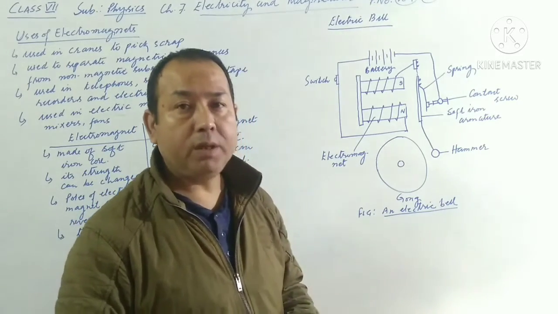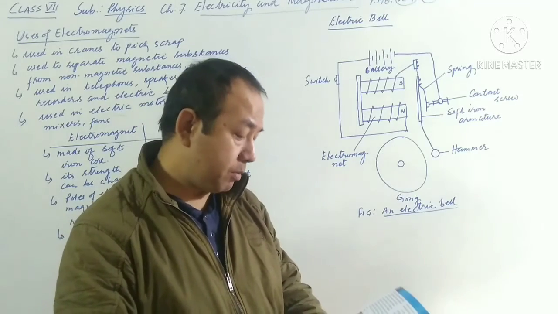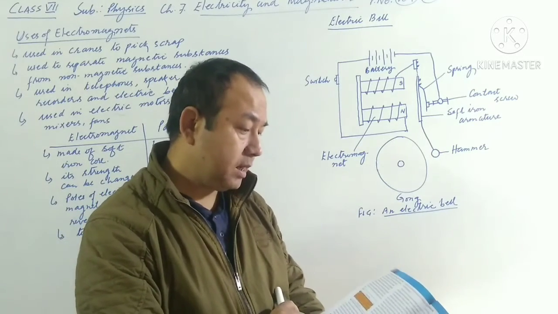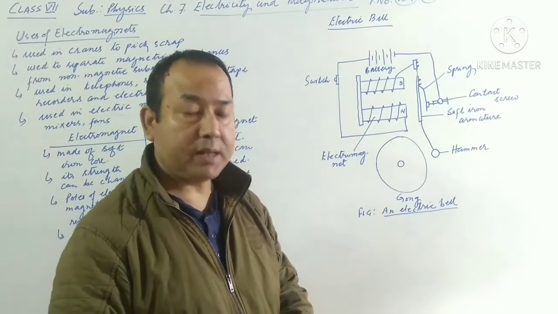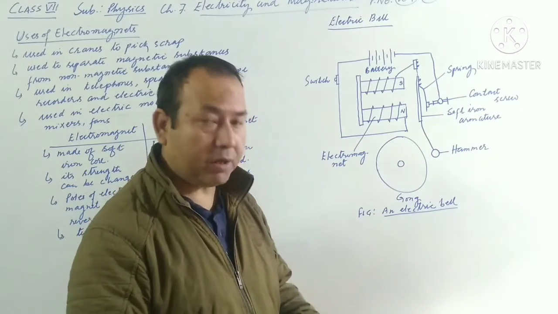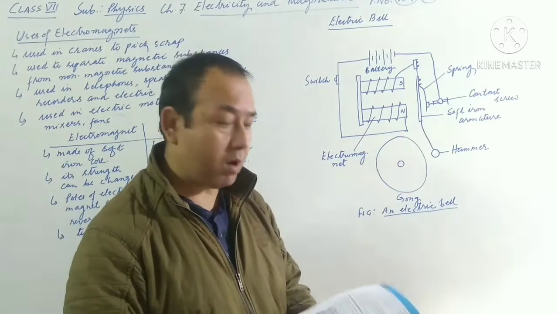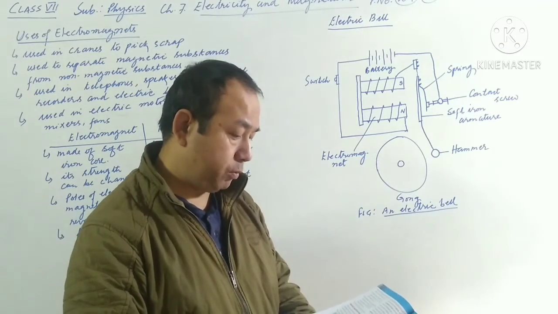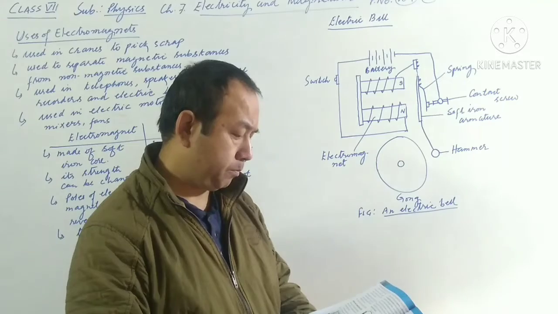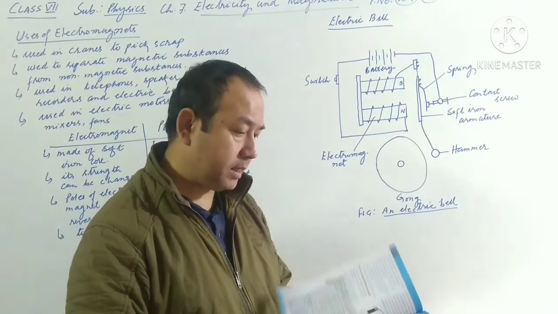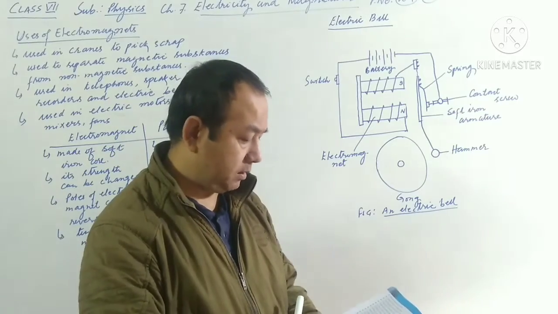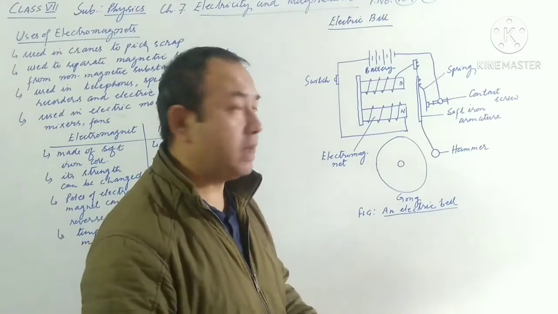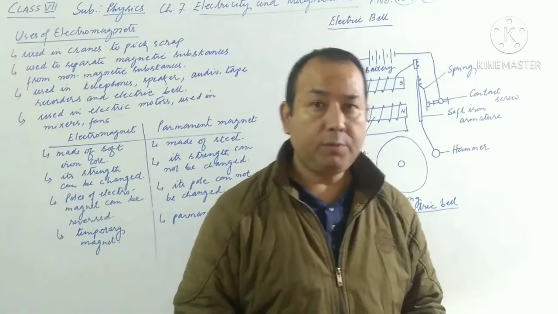Then after that, we'll be studying electric current, and after that the electric cell, which we'll classify as primary cell and secondary cell. Then the electrical circuit, and the symbols of different components of an electric circuit, and then their parallel and series connections. That we'll discuss in the next video. In this video, this much.